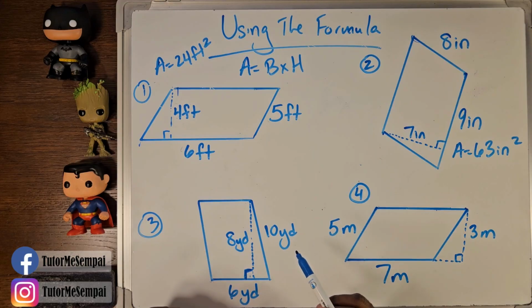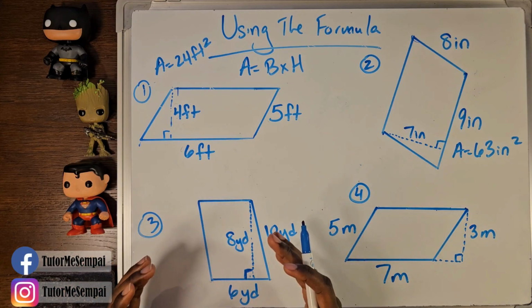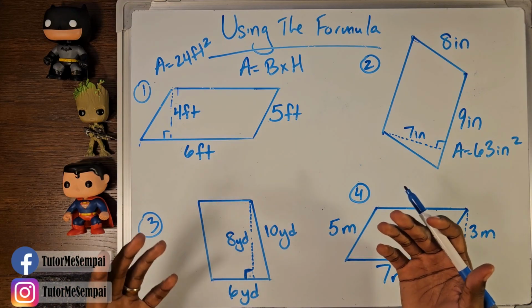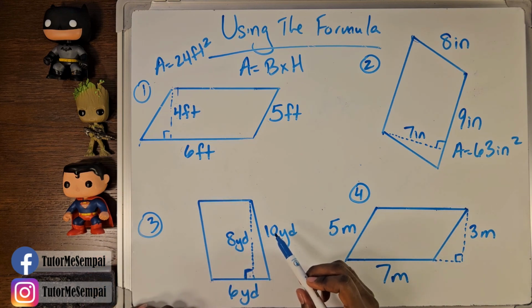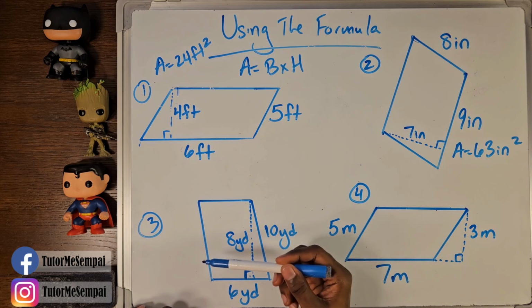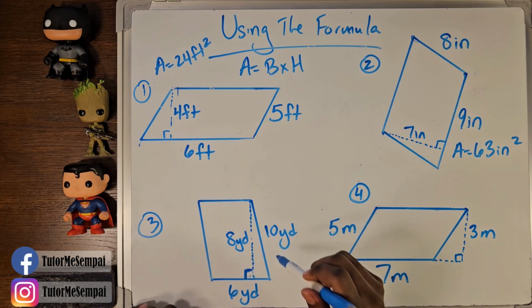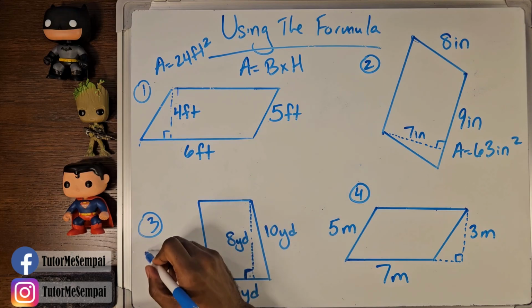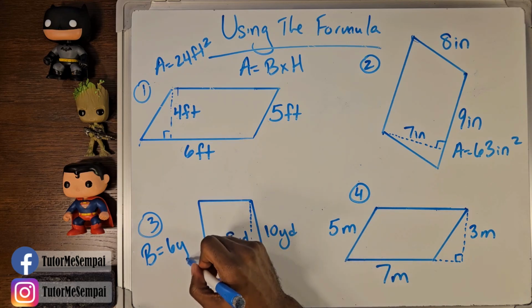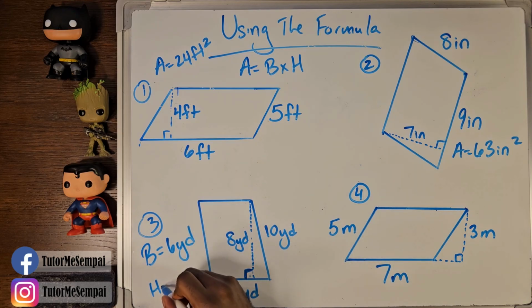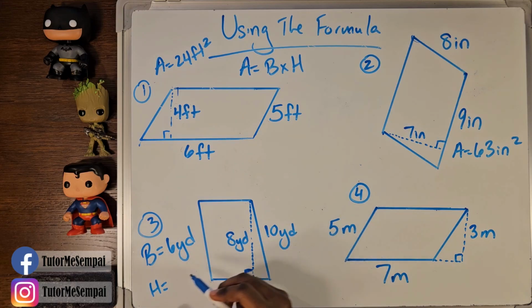Now let's move on to number 3. What is going to be our base? Now you may already have a clue based on our dotted line. You see this 10 yards? It doesn't have a dotted line that's perpendicular to it. So we don't want to use that as our base. So our base has to be this because we can't use the dotted line. So it's going to be 6 yards. Our height has to be the dotted line, which is 8 yards.